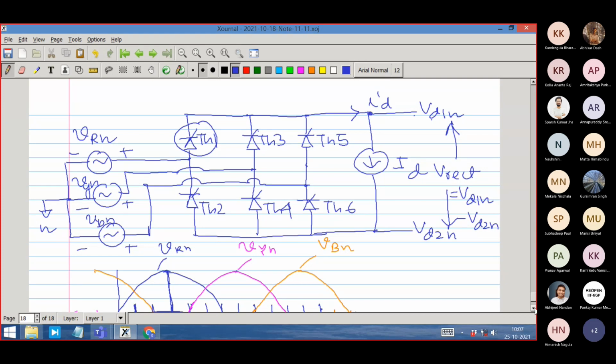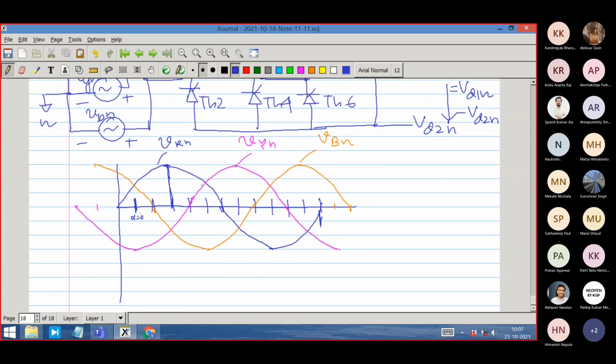So let us take first one, that VRN has been fired at alpha is equal to 60 degree. This corresponds to alpha is equal to 60 degree where it has been fired, and this conduction will be for 120 degree. This is the difference. It will conduct only for 120 degree, because after that another phase gets prominence. After every 120 degree, another phase becomes prominent. Because total 360 degree has to be divided into 3 phases, nobody can be given more than 120 degree duration. So this is the thing conducting.